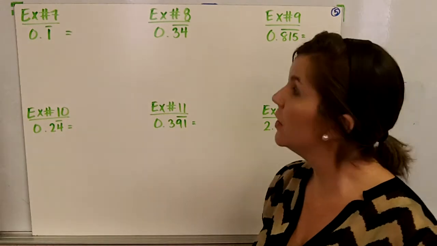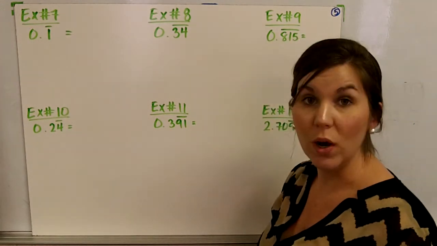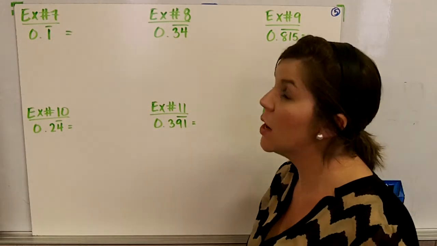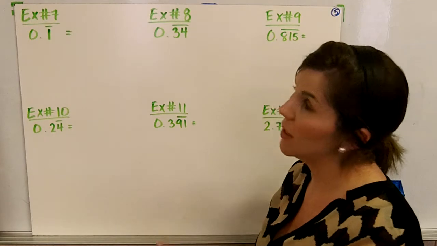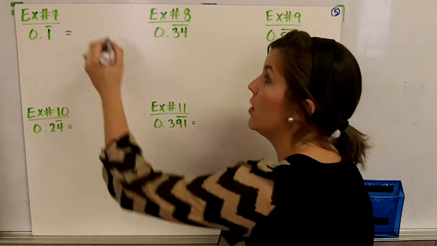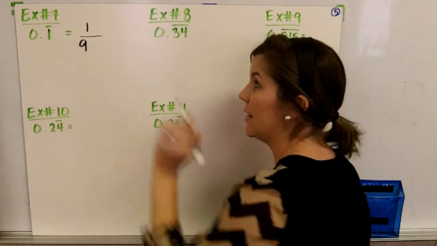Example number 7. 0.1, and the 1 has the bar over it. So the 1 is repeating. So this number is 0.1111111, and it keeps going forever. So there's one digit under the bar. So we're going to put a 9 in the bottom.